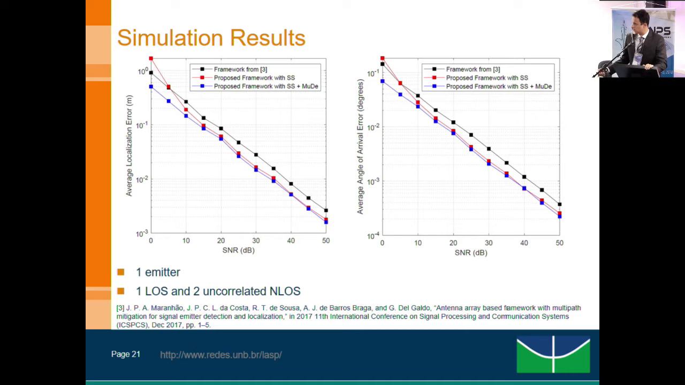In this first case, we assumed that the system had only one emitter, and we have one line of sight plus two uncorrelated non-line of sight components. And we can observe that our proposed framework, considering MUTE, outperforms the other two techniques.